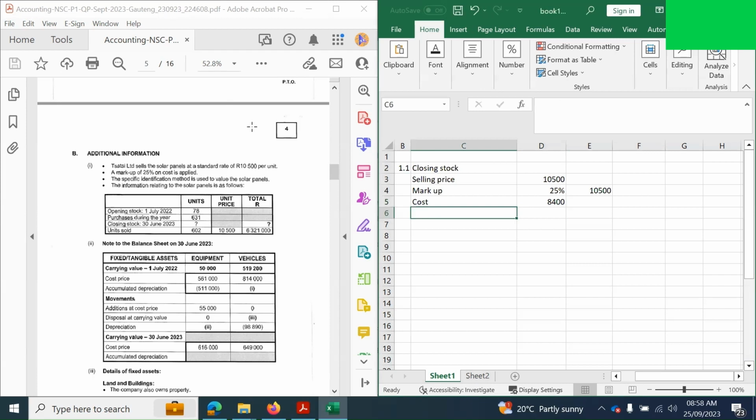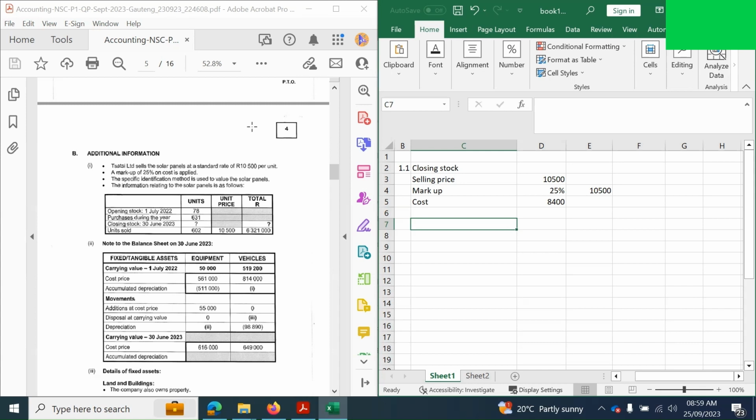Specific identification method is used to value the solar panels. So what does that mean? So that means each item of inventory is tracked in terms of the cost. So from when you first purchased it, you know what the cost is up until the point that you sell it. You know what the specific cost of that item is because you're applying the specific identification method.